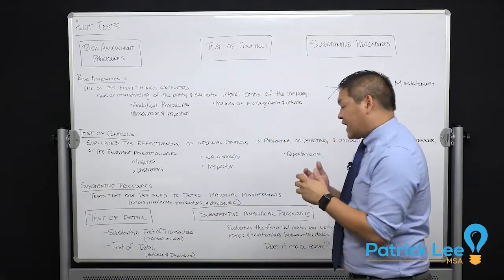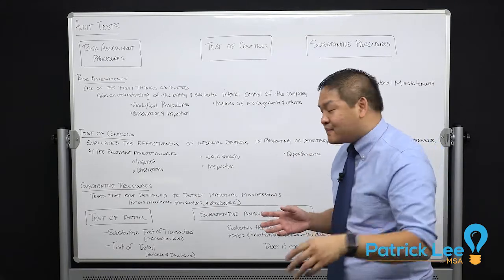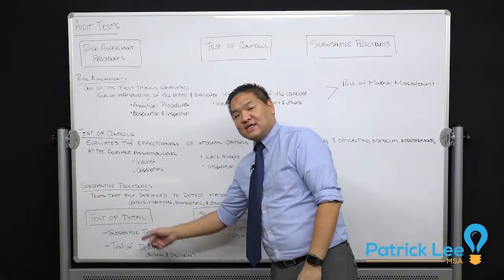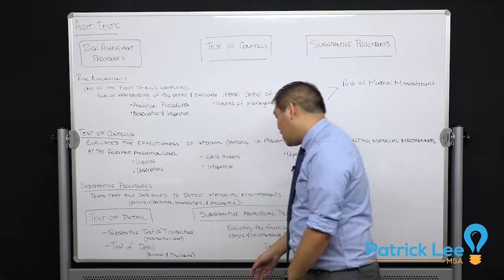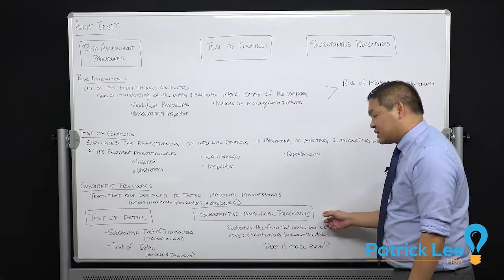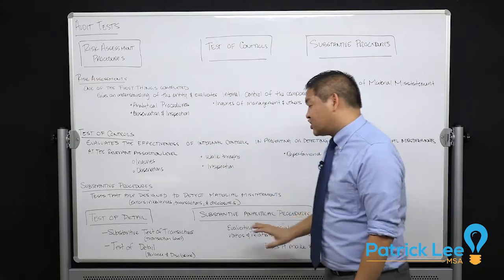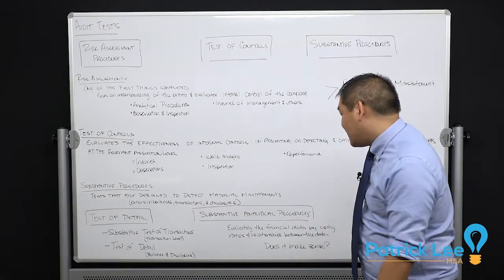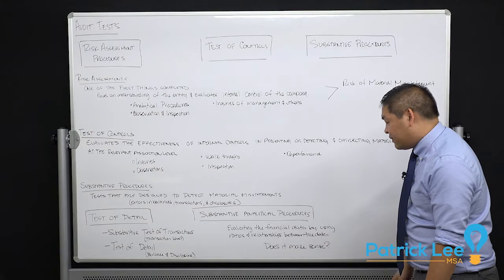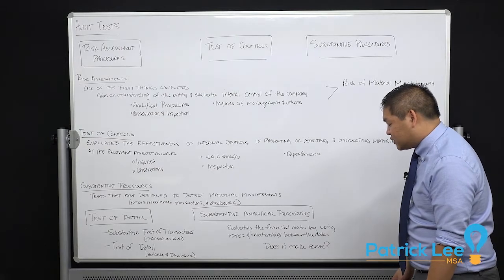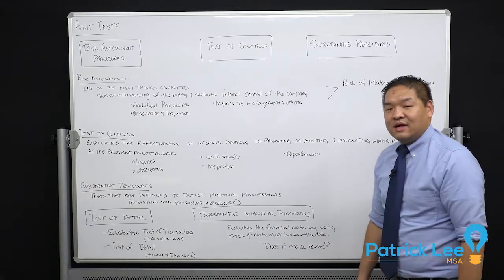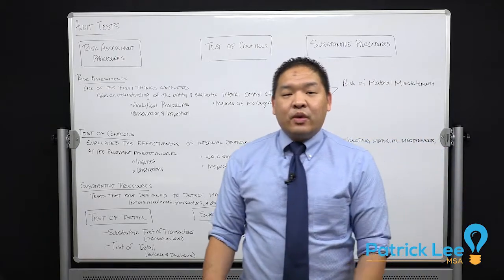Now, there's two different types of tests per se. We can do a test of detail, so the actual detailed things, or we could do substantive analytical procedures. Analytical procedures. Okay, so let's start with this one first because this one's the easiest. This is evaluating the financial data by using ratios and relationships between the data. Does it make sense?